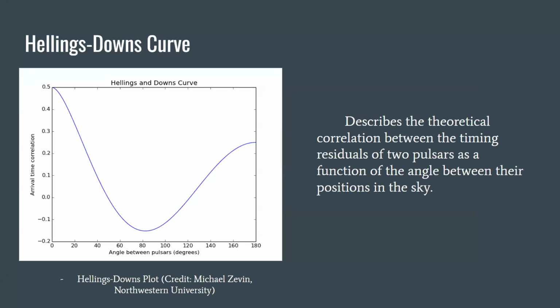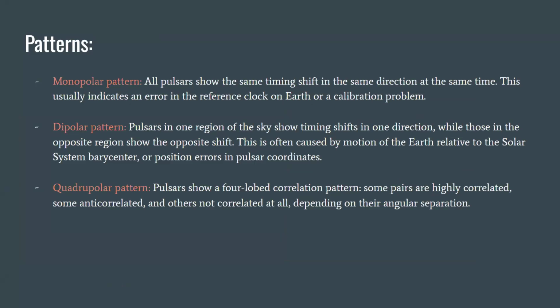And that can be predicted using the Hellings-Downs curve that comes from the theory of general relativity by Albert Einstein. So basically, what this does is describe the theoretical correlation between the timing residuals of two pulsars as a function of the angle between their positions in the sky. And this is one of the best ways to identify if the timing residual is due to a gravitational wave or not. The other way is to see if the timing residual presents the quadrupolar pattern. The other two are not from a gravitational wave, and we will see why.